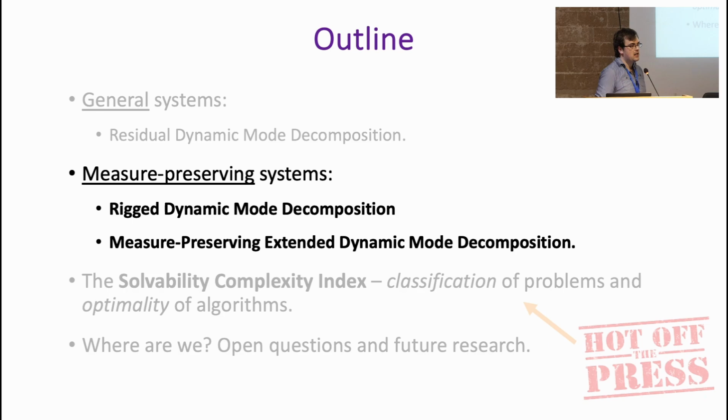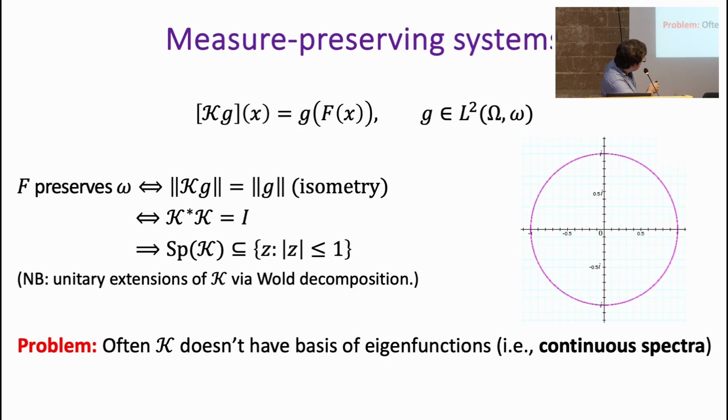Previously I hadn't made any assumption on whether the system preserved a measure. So what is a measure preserving system? It means that this f, this unknown function that governs the dynamics, preserves the measure omega. And this is equivalent to the Koopman operator being an isometry. So the norm of Kg, for any g in our space of observables, our L2 space, is equal to the norm of g. This is equivalent to K star K being the identity, which is not equivalent to K being unitary. In infinite dimensions you can have an isometry that's not unitary, but we can get around that using unitary extensions, for those of you who care about such things.